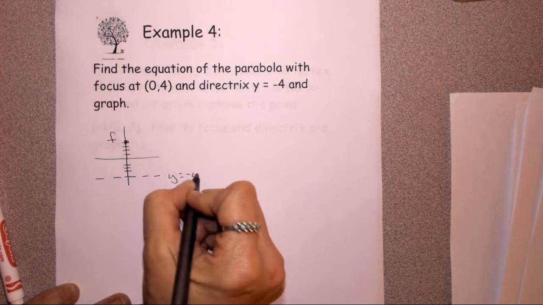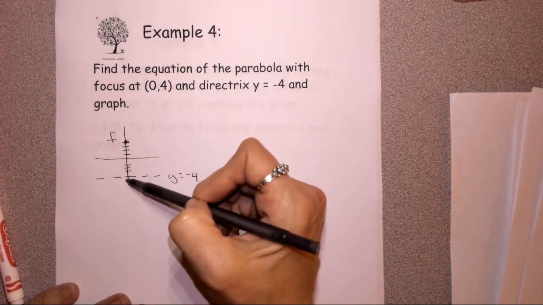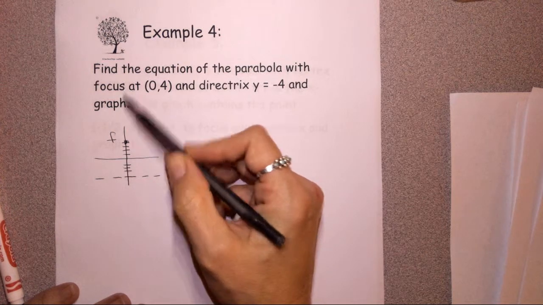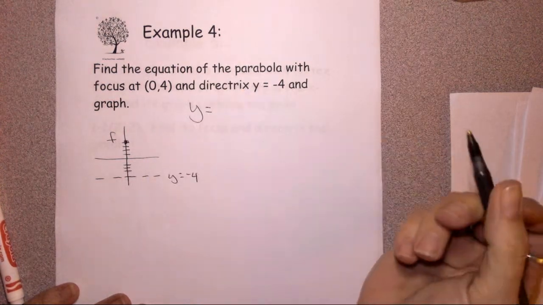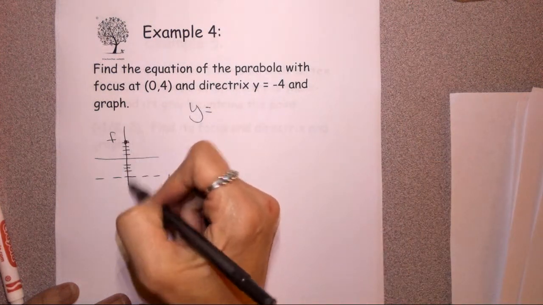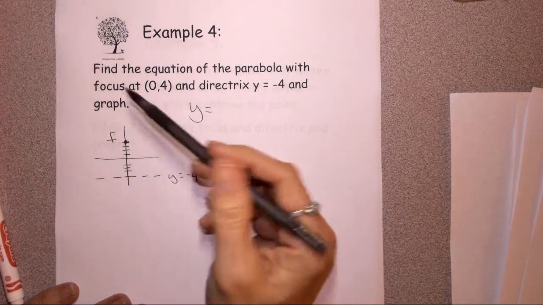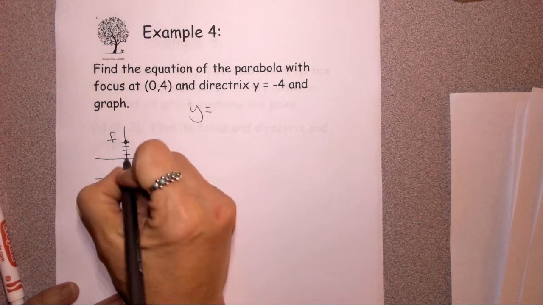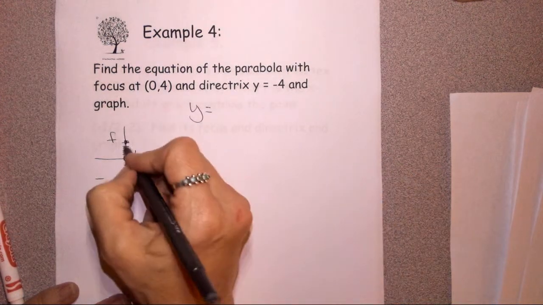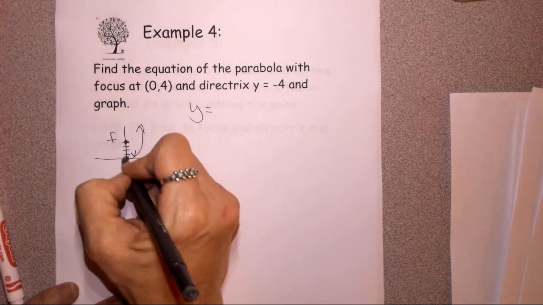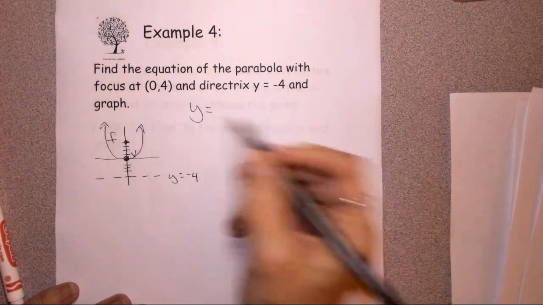Okay, so because my focus and my directrix are going up and down, that's going to tell me that it's going to be a y equals. I also know that in the very middle of this is the vertex, and if I wanted to find the middle of positive 4 and negative 4, I would say it's 0, 0. So my vertex is 0, 0. The focus always has to be inside, so it's going to open up.